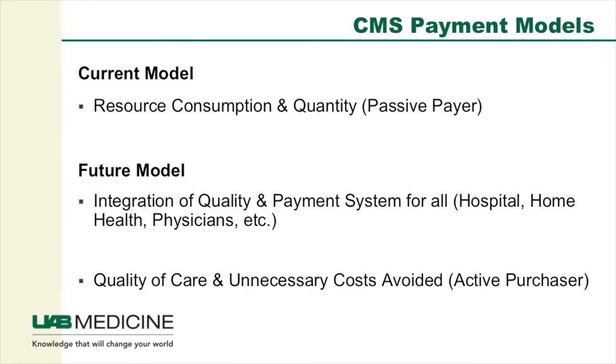So what is the current model? The current model is resource consumption and quantity. So we have a passive payer. They just say, all right, fine, we'll give you money. You do whatever you want. The future model is integration of quality and the payment system so that the hospital, the home health, the physician, all the different care providers are linked together so that we deliver a model that's in some respects easy for the patient to manage. And then lastly, the quality of care is paramount and the unnecessary costs are avoided.